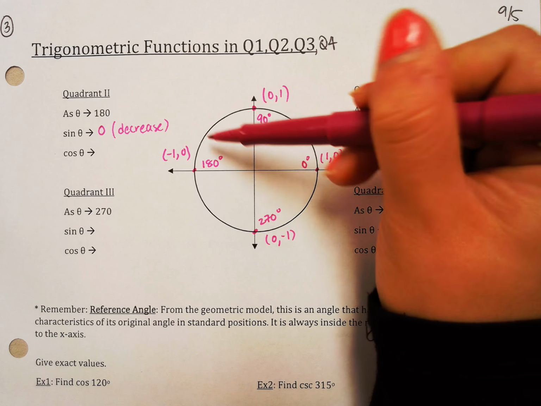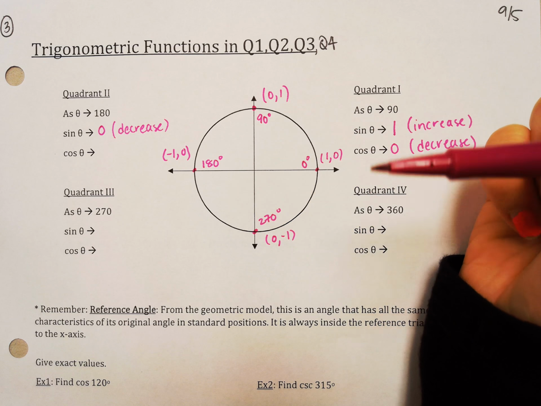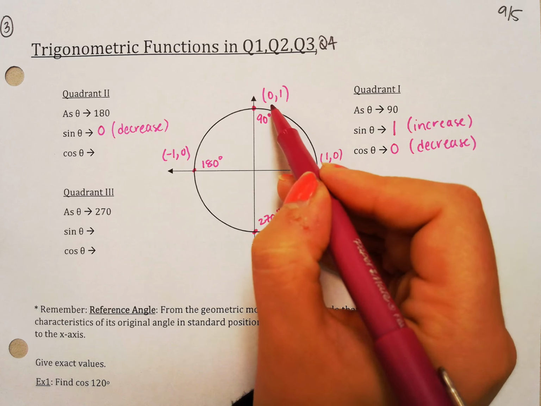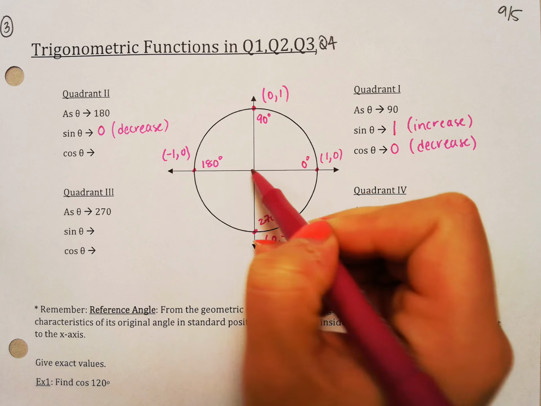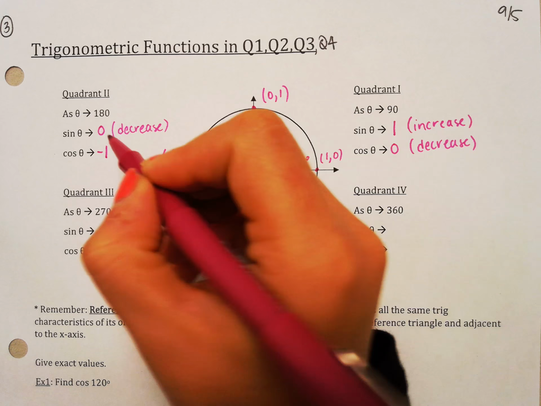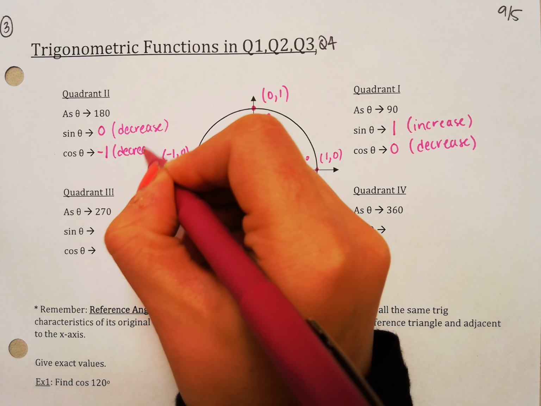And as I'm drawing my triangles, my opposite side, my y value, my sine value, then is decreasing, getting smaller and smaller. And then my cosine going from 0 to negative 1, although the absolute value is getting bigger, I'm still going in the negative direction, so I'm going from 0 to negative 1, which means it's decreasing too.